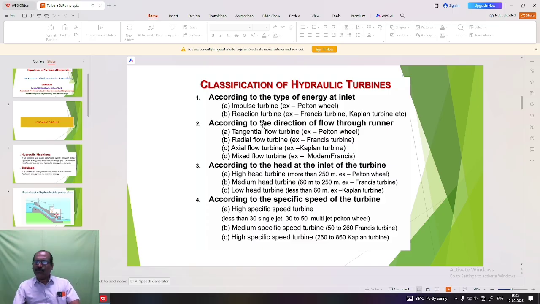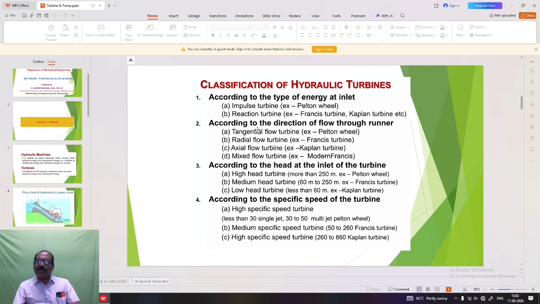According to the direction of flow through the runner, the turbine is classified into 4 categories. It's a tangential flow turbine, example is the Pelton wheel. Radial flow turbine, example is the Francis turbine. Axial flow turbine, example is the Kaplan turbine. And mixed flow turbine, example is the modern Francis turbine.